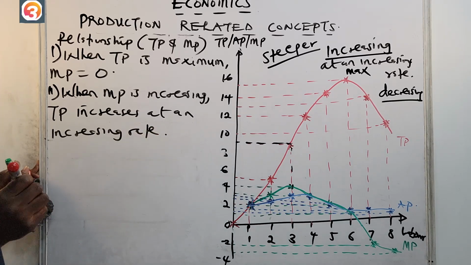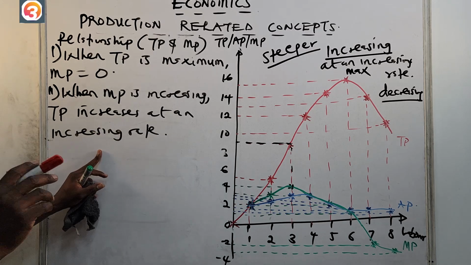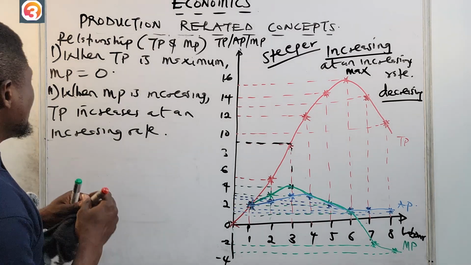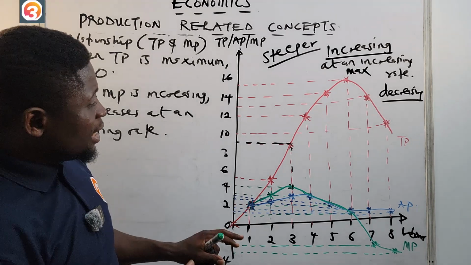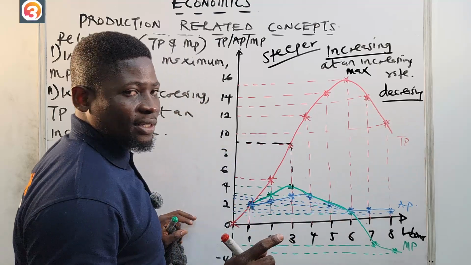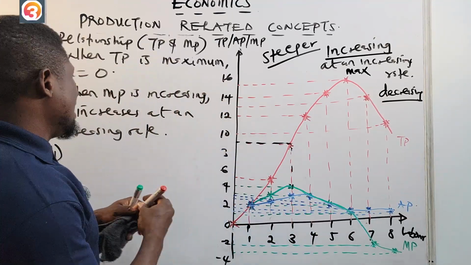Okay, take note of that. When MP is increasing, TP is increasing at an increasing rate. Then number 3, another relationship you must take note of. What is that? Again, let us check from the curve. When MP is negative, TP is decreasing. All right, take note.